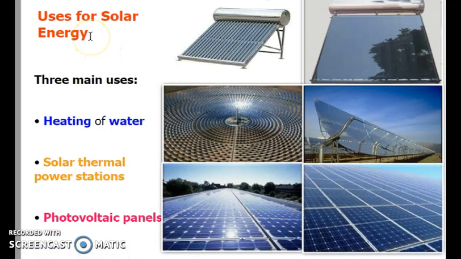Uses for solar energy. As we know that solar energy is a renewable form, so we should utilize solar energy to the maximum. Now we will see the uses for solar energy. Three main uses we have: heating of water, solar thermal power stations, and photovoltaic panels. These three are the main uses of solar energy. By these three main sources, we can utilize solar energy in various forms.